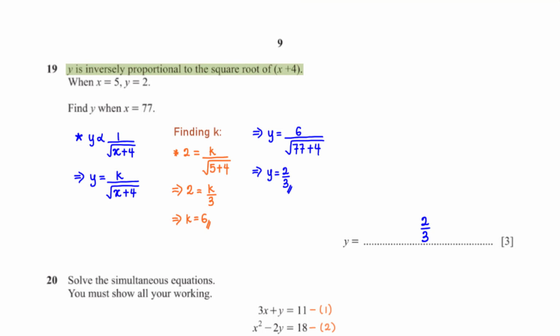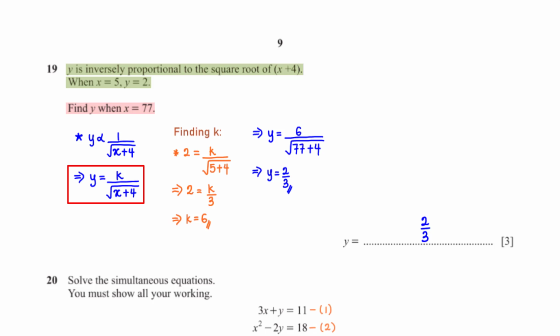Y is inversely proportional to the square root of X plus 4. When X is 5, Y is 2. Find Y when X is 77. In mathematical terms, we write Y is inversely proportional to the square root of X plus 4. We can rewrite this as Y is equal to a constant, which we are going to call K, times 1 over square root of X plus 4.